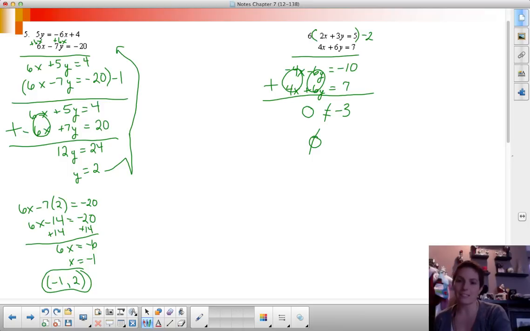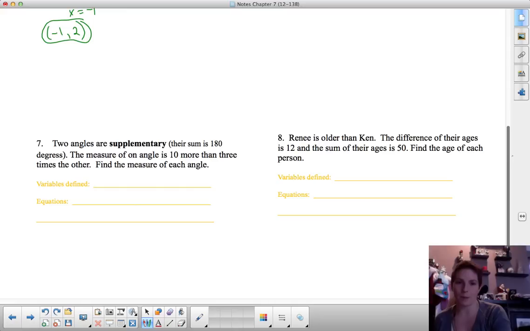Let's go ahead and talk about one story problem here. Well, maybe we'll do them both. This one says two angles are supplementary. Their sum is 180 degrees. That's what supplementary means. The measure of one angle is 10 more than 3 times the other. Find the measure of each angle.